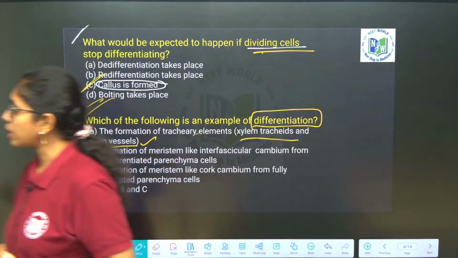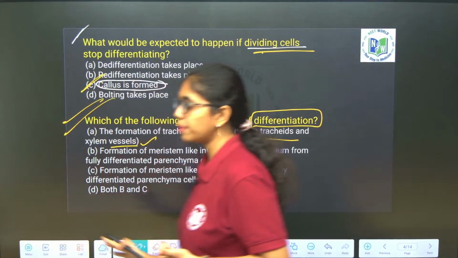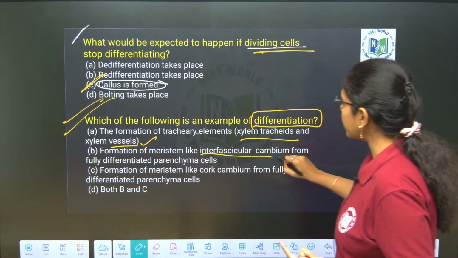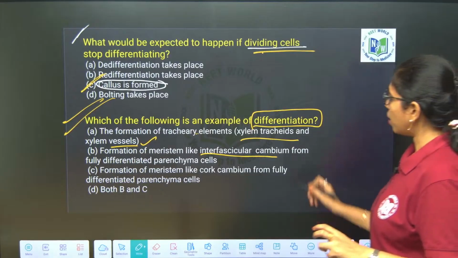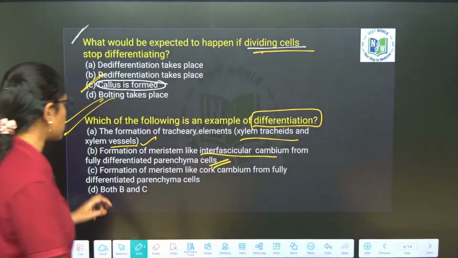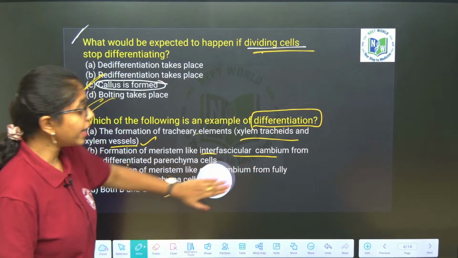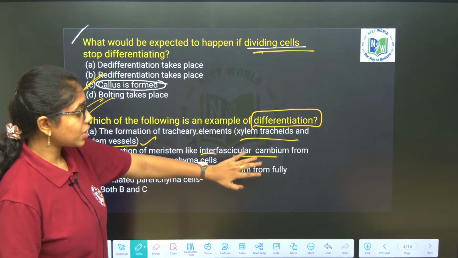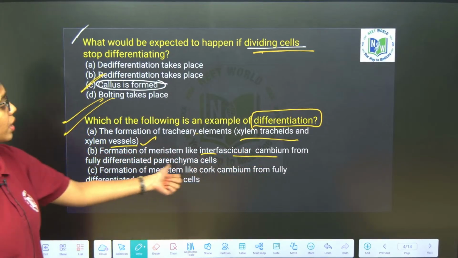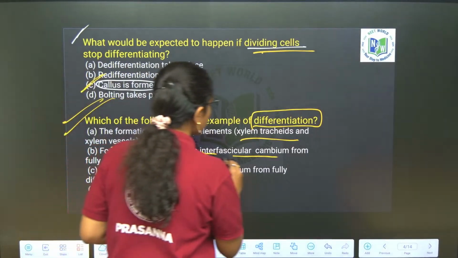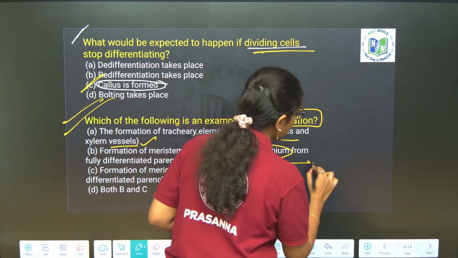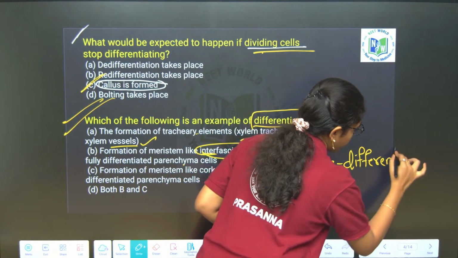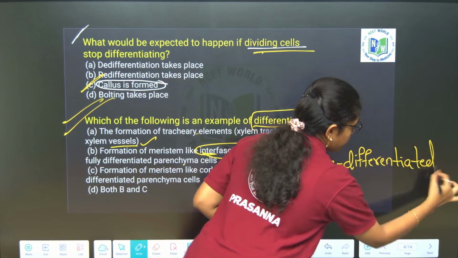You can ask your doubt, just type it in the chat box, I will be answering you. Option B, formation of meristem like interfascicular cambium from fully differentiated parenchyma cells. So this is the activity of dedifferentiation, yes or no? This formation of interfascicular cambium is what activity? Dedifferentiation. Clear, right?